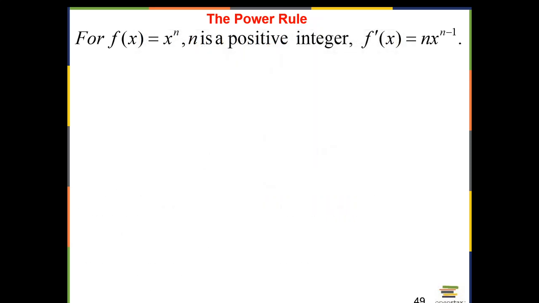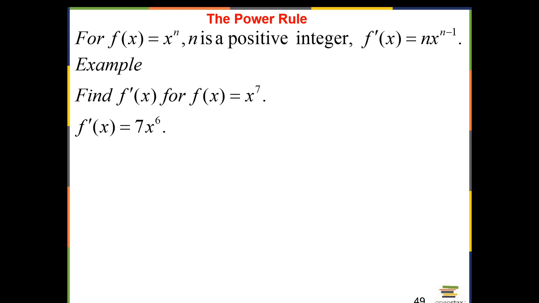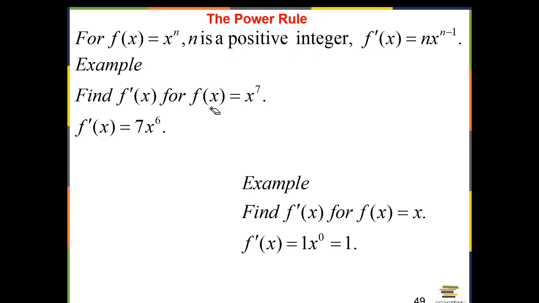All right, so let's do an example. What's the derivative of f of x equals x to the 7th power? Well, it's 7 x to the 6, right? So bring the n downstairs and then subtract 1 from n. That's it. What's the derivative of x? Well, that's x to the 1st power. So we bring it downstairs and subtract 1 from 1 is 0. But this is x to the 0, which is 1, so the answer is 1.